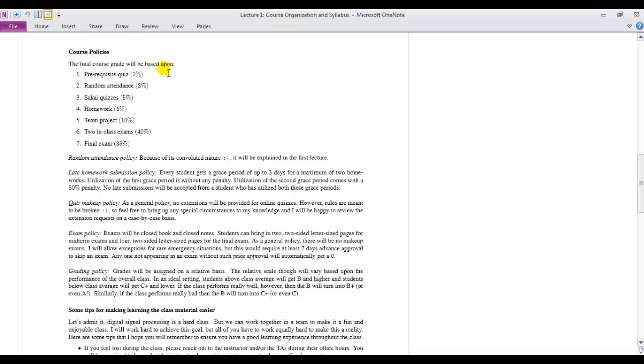The way that random attendance will work is the following. Everyone will start at 3%, everyone gets full marks. Then on random days, I'll draw some names in a random fashion. If that person is present in the class, that's fine, they stay at 3%. If they are not, then they lose half a point. Not half a percent, but half a point. So again, it's not a license not to come.